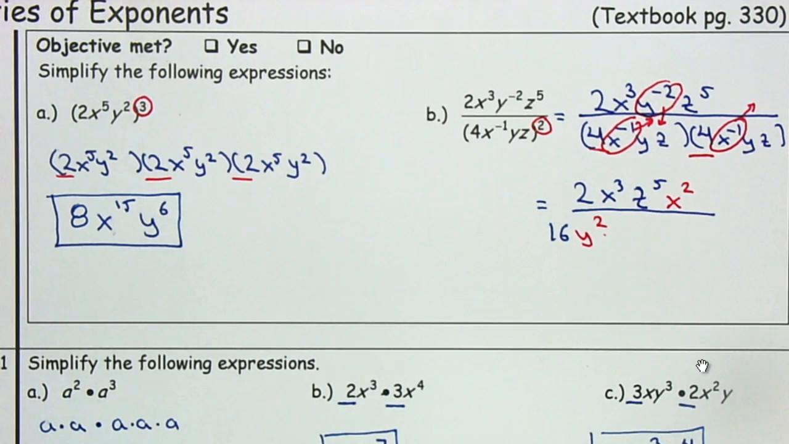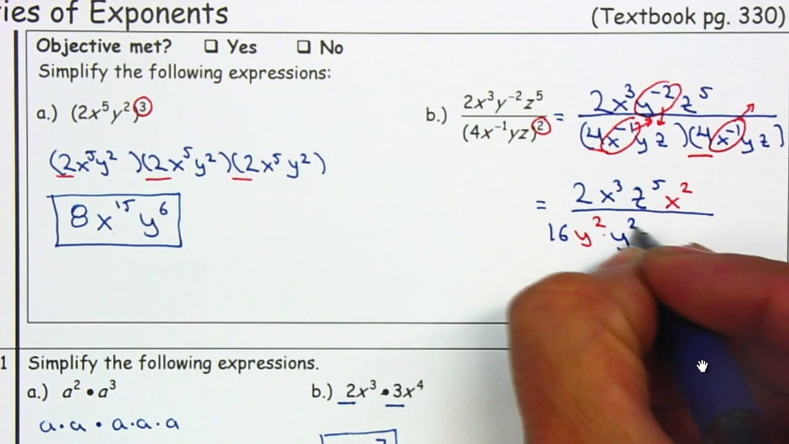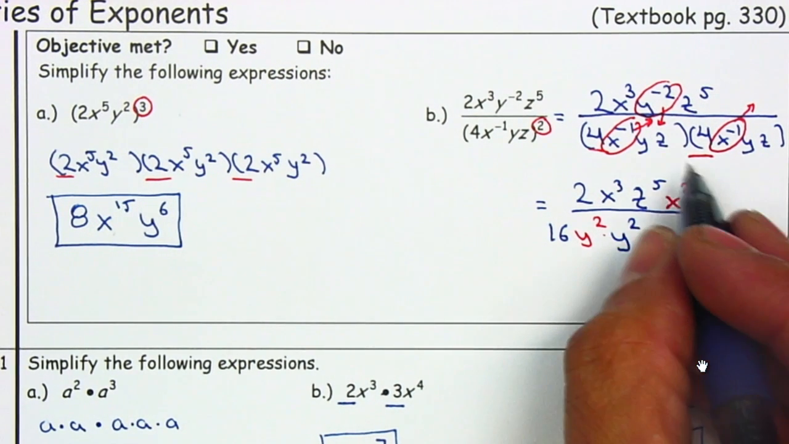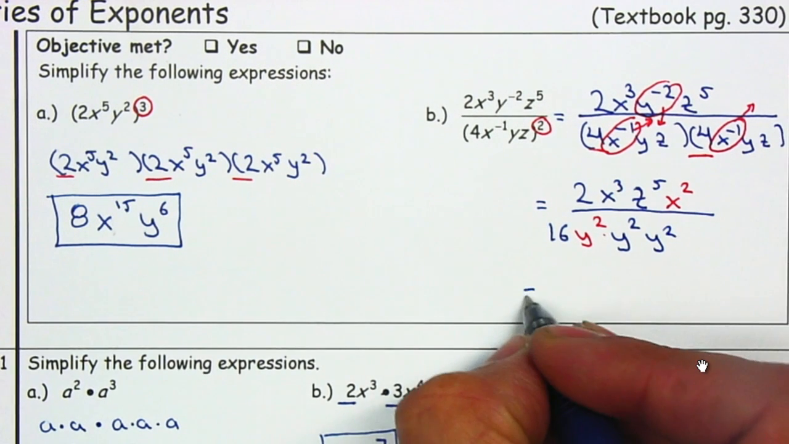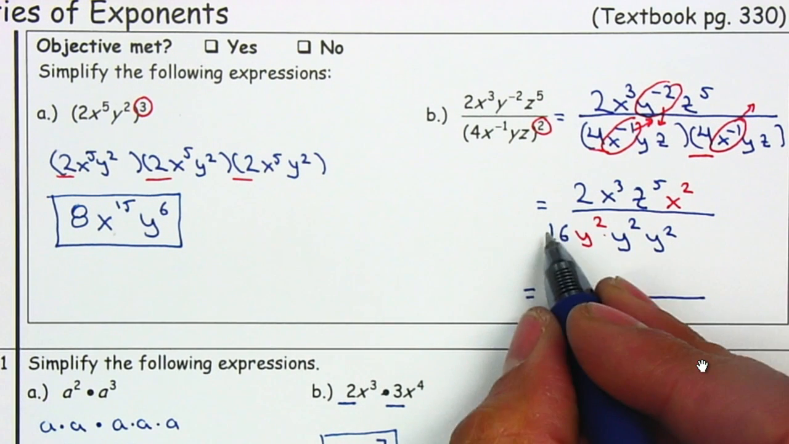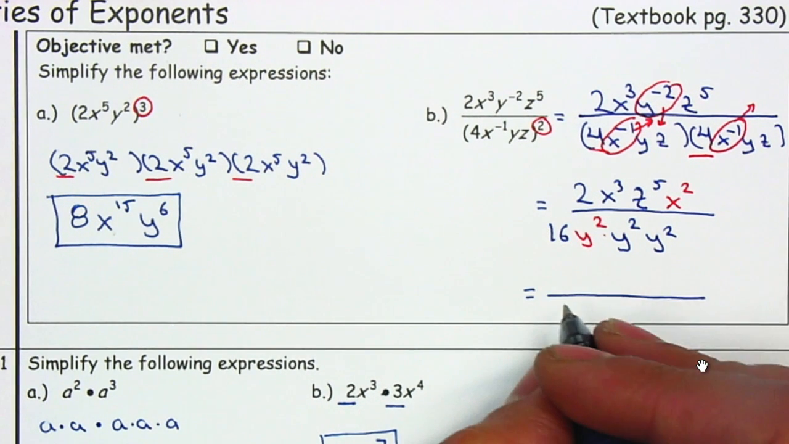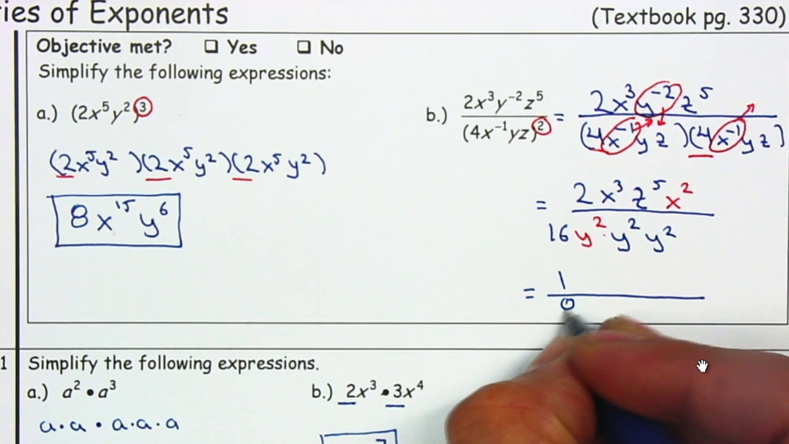My y's, how many y's do I have on the denominator? 1 and 1 is a total of 2. How many z's do I have on the denominator? 1 and 1 is a total of 2. I'm going to simplify. 1 number divides 2, that also divides 16. 2. So 2 divided by 2 is 1. 16 divided by 2 is 8.